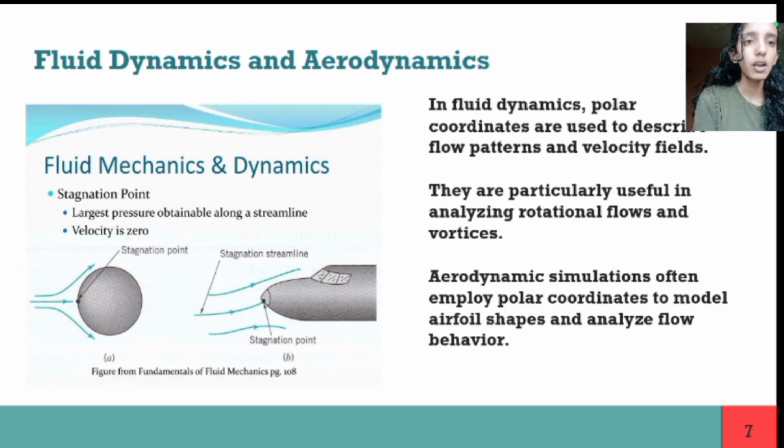In fluid dynamics, polar coordinates are used to describe flow patterns and velocity fields. They are particularly useful in analyzing rotational flows and vortices. Aerodynamics simulations often employ polar coordinates to model airfoil shapes and analyze the flow behavior. You can see a picture of fluid mechanics and dynamics. The first one is the largest pressure obtainable along a streamline, and the second one is where velocity is zero. The stagnation points, you can see in the picture.